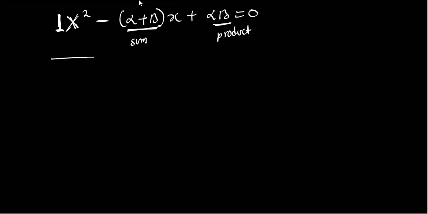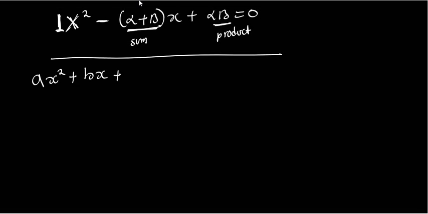Okay, now let's be given a quadratic equation. The quadratic equation is ax squared plus bx plus c equal to 0, like that. What do you do next? You divide everything by a.